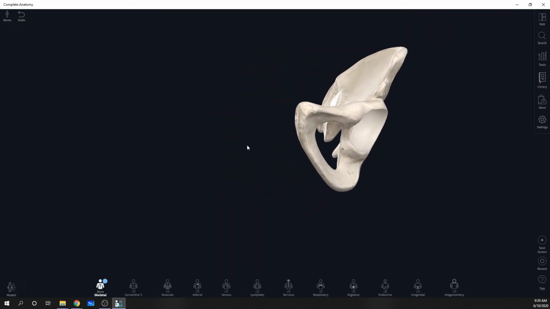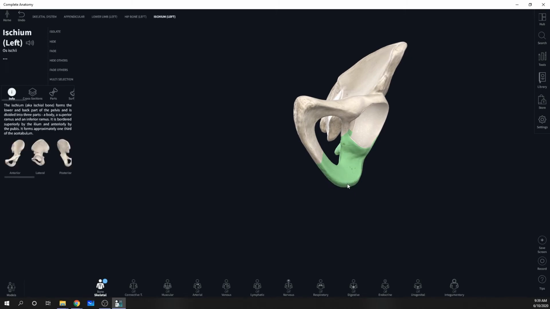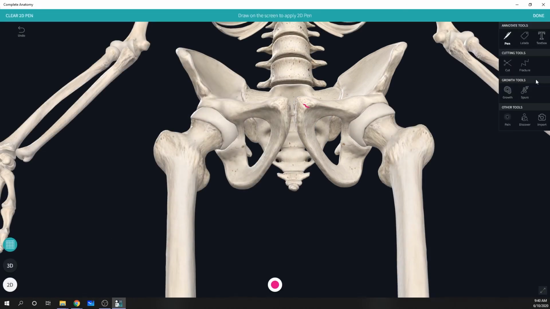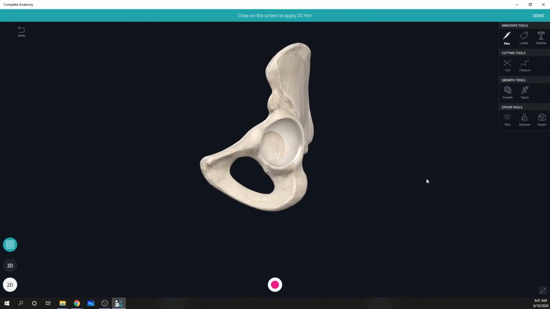Transitioning to the front of the coxal bone, we can see where the ischium connects to the pubis. The pubis has a superior ramus and an inferior ramus. Additionally, the pubis has a medial border that articulates with the other pubis of the coxal bone on the opposite side of the body. This is referred to as the pubic symphysis. The last two features we're going to learn about are this large foramen called the obturator foramen, and the socket where the head of the femur articulates, which is called the acetabulum.